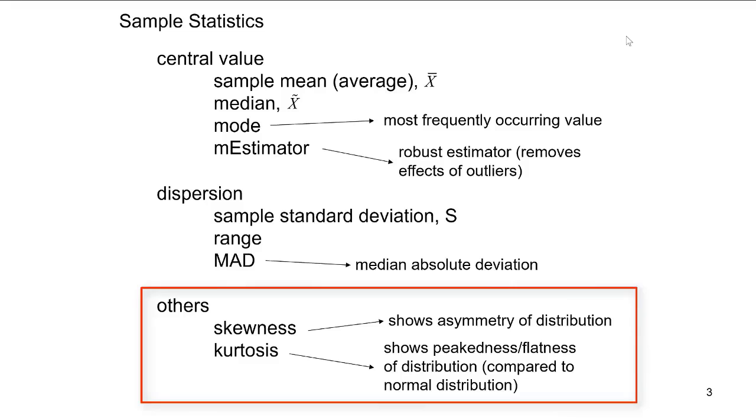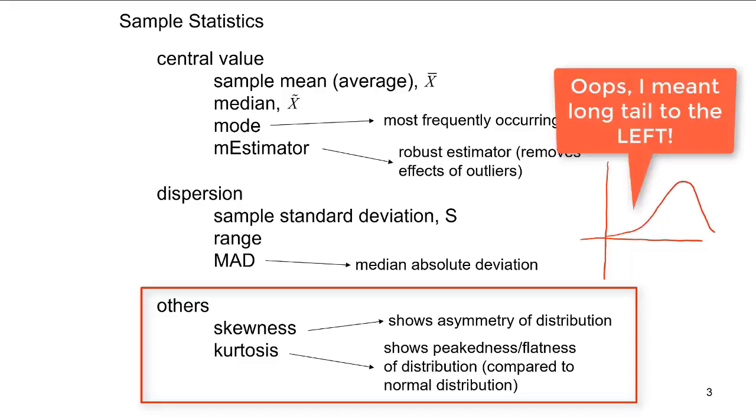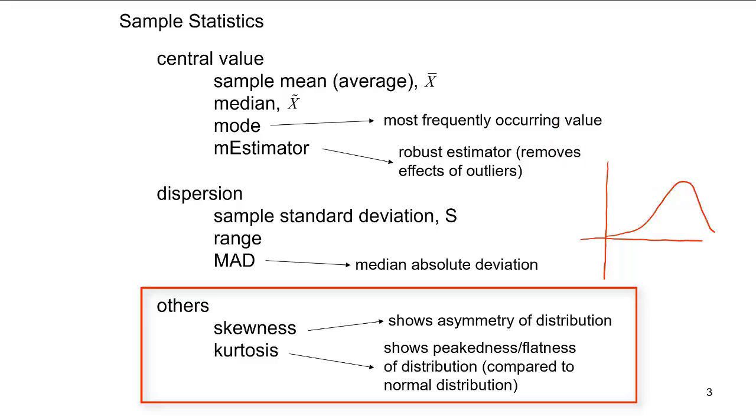That's skewness. It shows the asymmetry of the distribution. If a distribution is skewed one way or the other, then you're going to get a negative or positive skewness. For example, if we had a distribution like this that had a long tail to the right, that would have a positive skewness. A long tail to the left would represent a negative skewness. These are relative to a normal distribution.